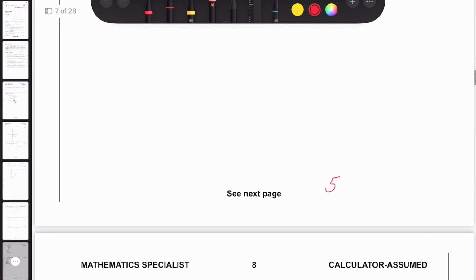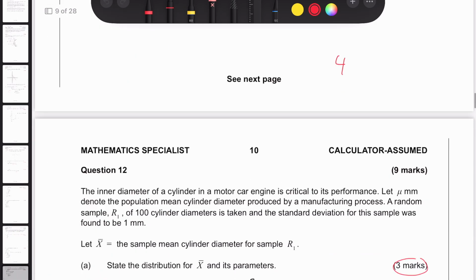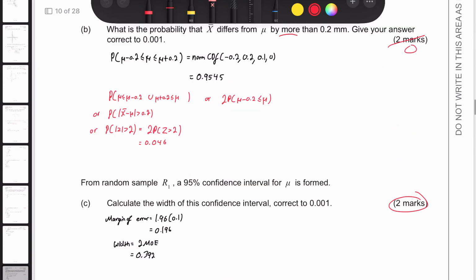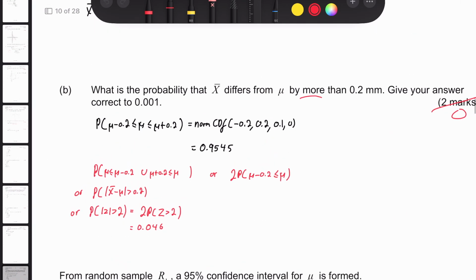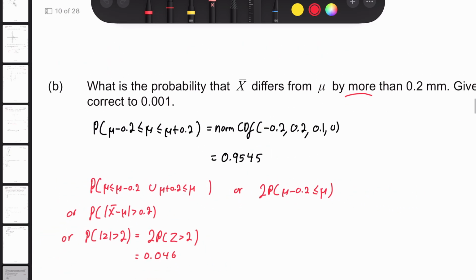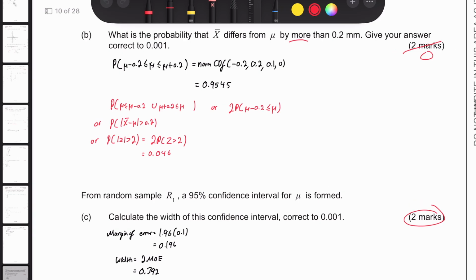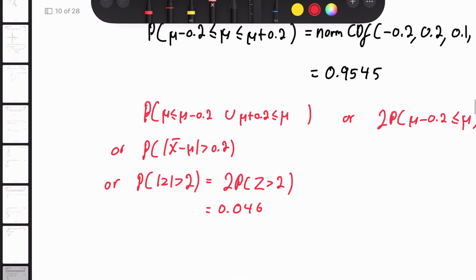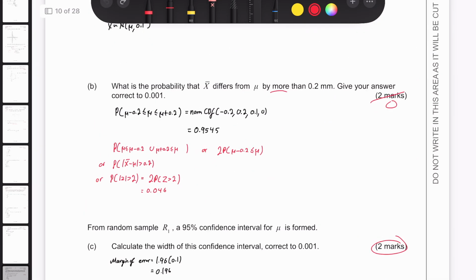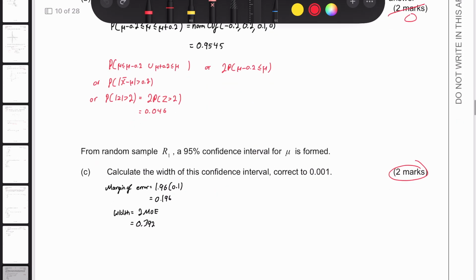So we lost 1 mark somewhere. Okay, we lost 2 marks here because it had to differ by more than 2 millimeters. I did it if it was differed by less than 2 millimeters, so that's just an oopsies by me. Then yeah, I probably had to standardize it, so the absolute value of Z would be greater than 2.